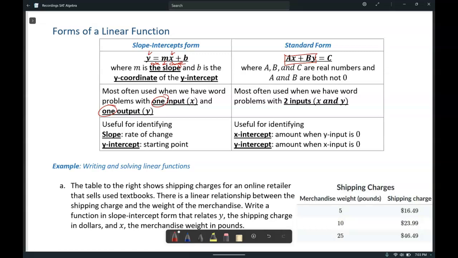A lot of times in word problems, we'll see this type of notation when we have two input values. So instead of having an input and an output, or an independent and a dependent variable, we have two independent variables, and then some combination of them gives us a total. When we're dealing with equations in standard form, it can be very useful to identify x-intercepts and y-intercepts, and again with the types of equations where we have two different inputs.